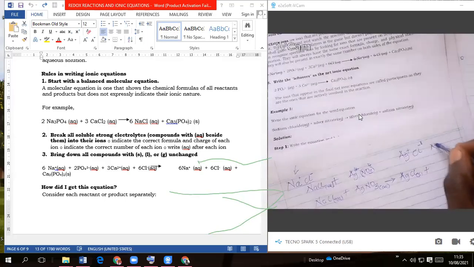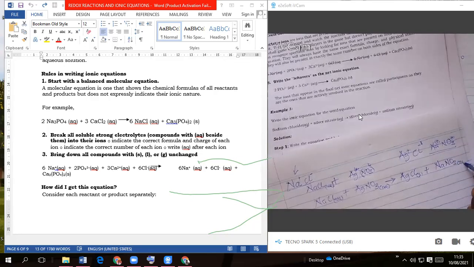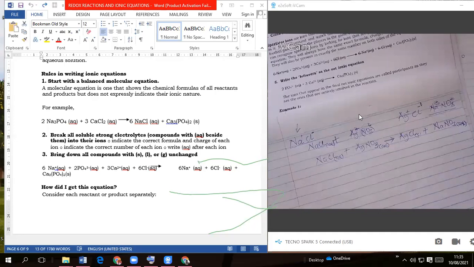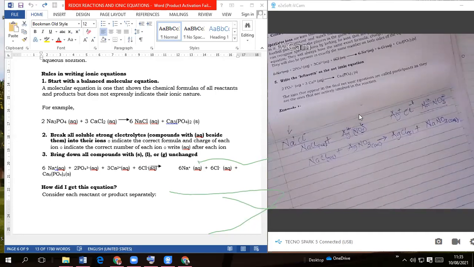Sodium nitrate is here, sodium and then a nitrate. So this sodium is 1. All of them have 1,1. So there is nothing they are fighting for. It remains as that. So we write sodium nitrate. So at the end of the day, we have our equation as that. So let's check if it is balanced.